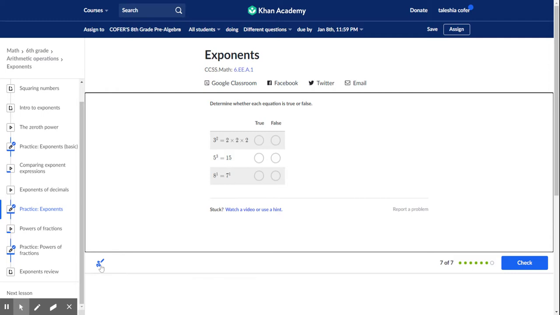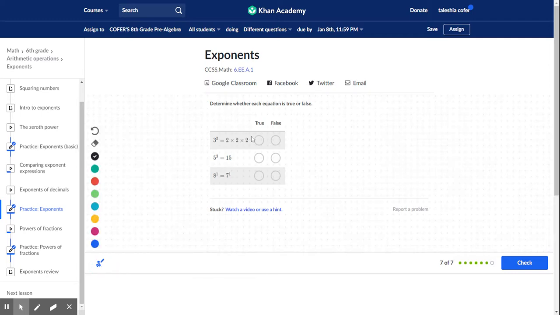Last one, and we are finished. Here, they want me to see if 3 squared is the same thing as 2 times 2 times 2. So 3 squared, and see if that's equal to 2 times 2 times 2. 3 squared, that's 3 times 3. I know that 3 times 3 is 9.